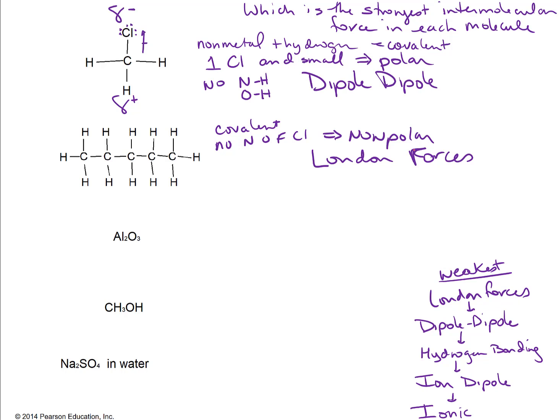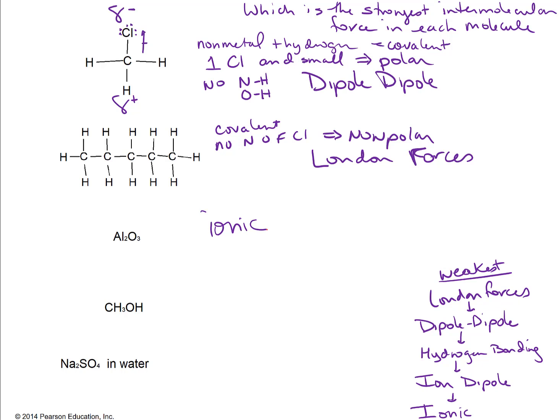Al2O3. What is Al? Aluminum. And that is a metal. So we have metal, and oxygen is a nonmetal. So metals and nonmetals make what? Ionic. So look at it. If it's all nonmetals and hydrogen, then you know it's covalent, and covalent will be one of the first three. If it's a metal and a nonmetal, then you know it's just ionic.